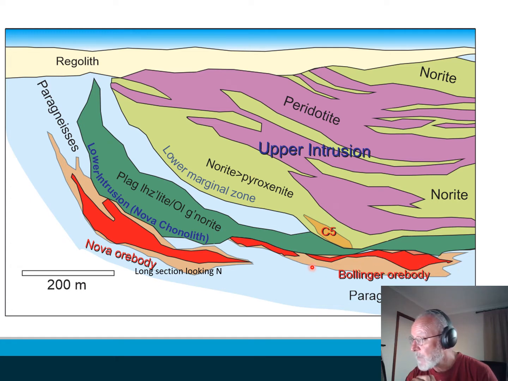The main massive and semi-massive ore bodies that we're going to be looking at, Nova here and Bollinger here, sit within this lower intrusion and off the bottom of it out into the country rocks. Interestingly, where these two intrusions come together is this little zone here called C5, essentially the lower marginal zone of the upper intrusion with a high concentration of disseminated sulfides. This seems to be the point where we think the lower intrusion actually budded off the upper one.